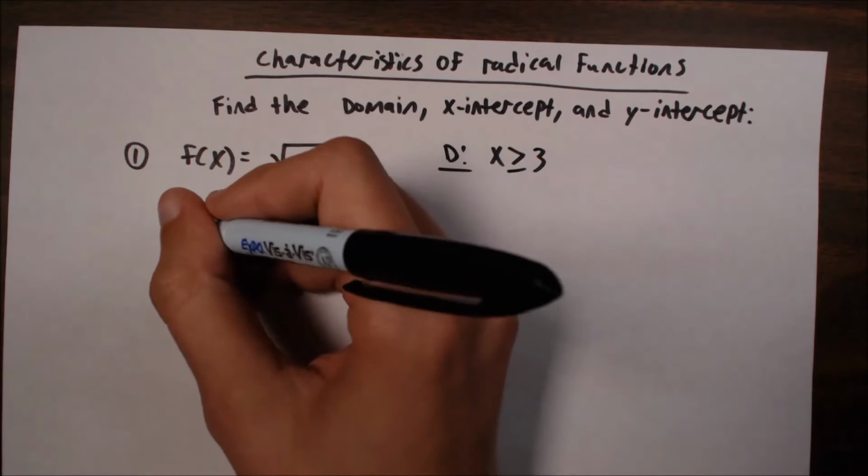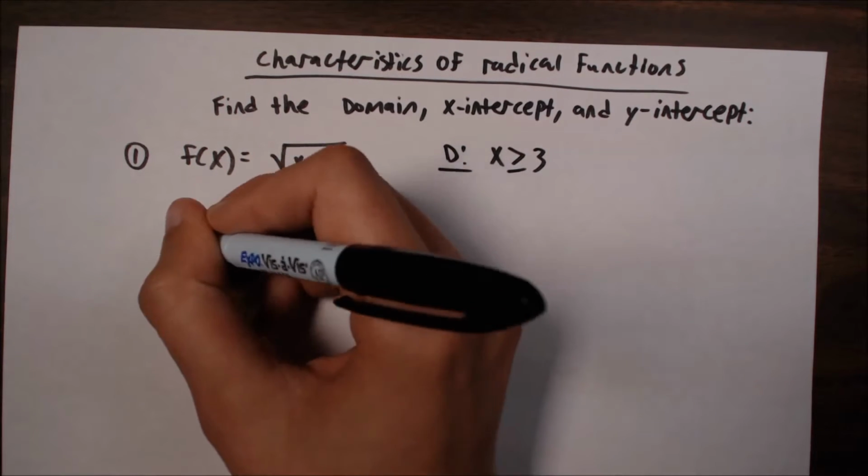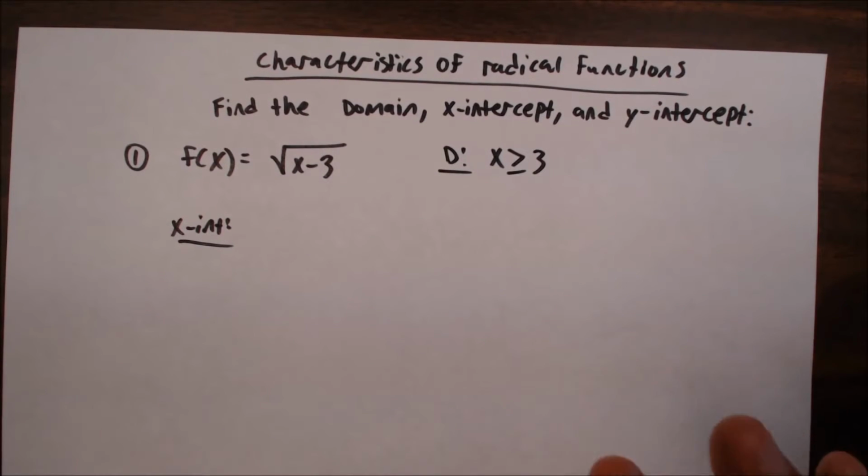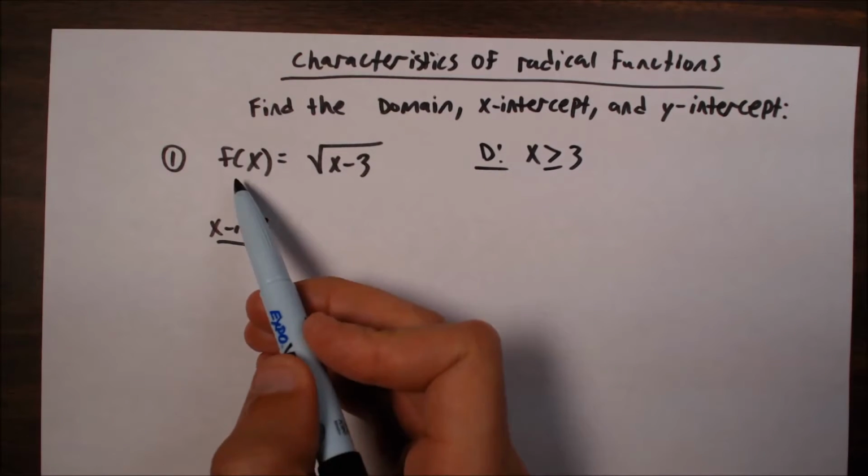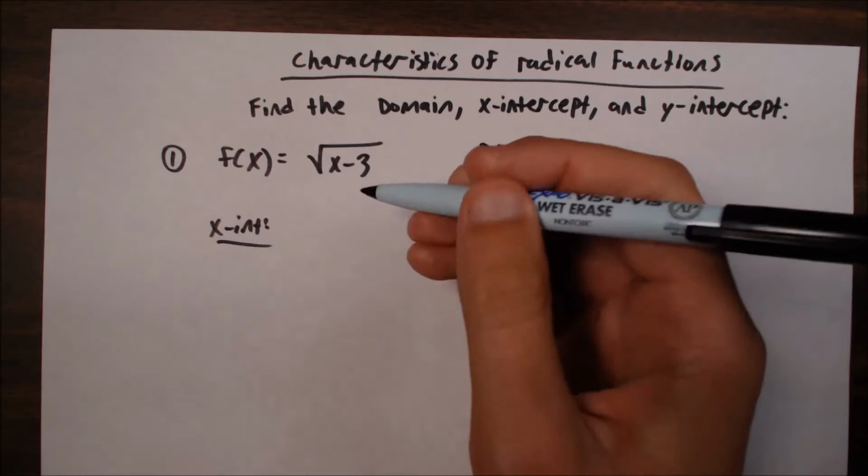Okay. For the x-intercept, and you've probably heard me say this before, but for any function, if you want to find the x-intercept or the y-intercept, you plug in 0 for the other variable. So if I want the x-intercept, I'm going to plug in 0 for y, meaning I'm going to make this whole thing here 0.